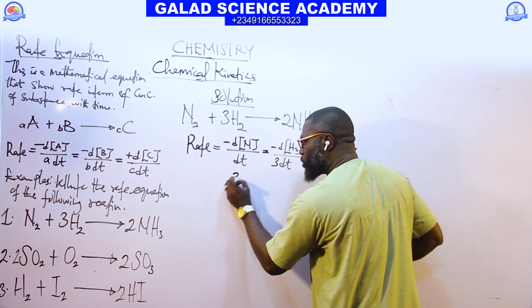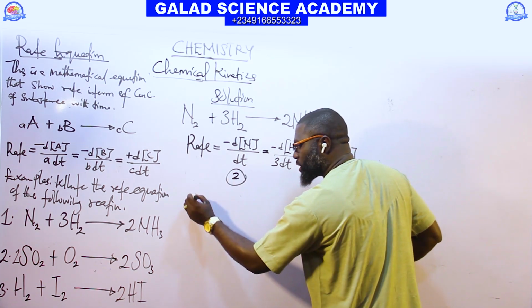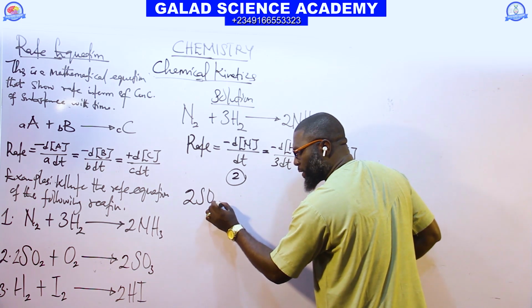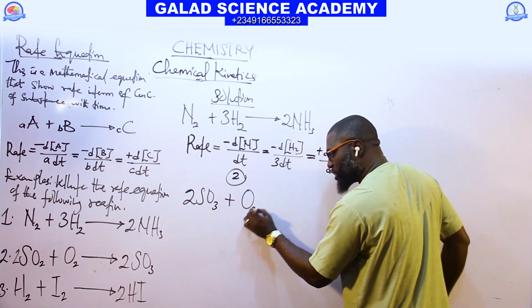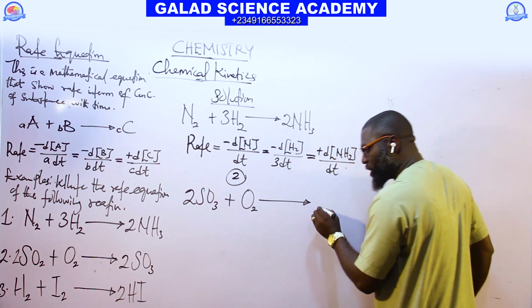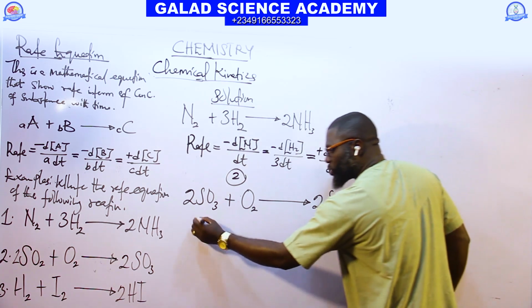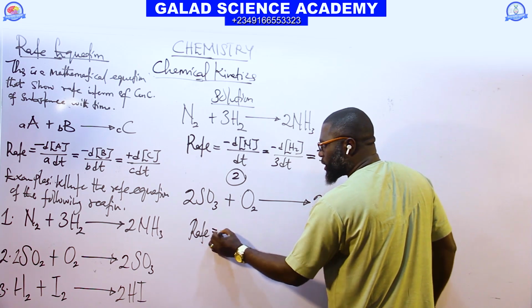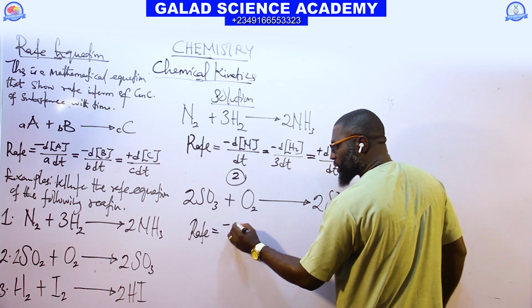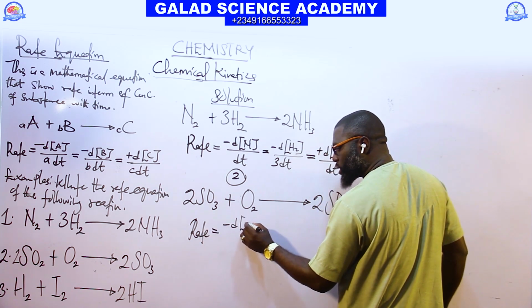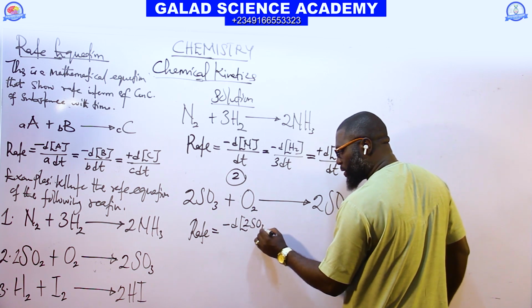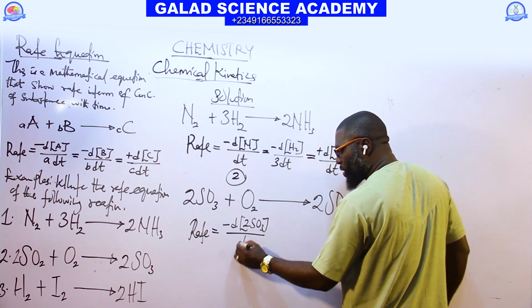So for number 2, we have 2SO2 plus oxygen to give us 2SO3. What will be the rate? The rate will be minus the concentration of 2SO3 over dt.